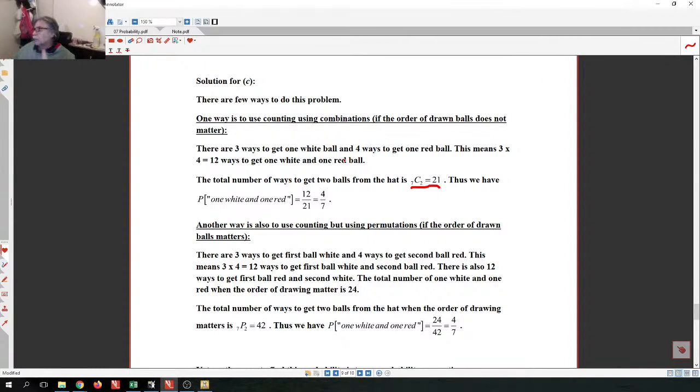Well, there are 3 ways to get 1 white ball, and there are 4 ways to get 1 red ball. Which means there are 12 different ways to get 1 red and 1 white, or 1 white and 1 red. It doesn't matter in which order. So by the multiplication principle, there are 12 different ways to get 1 white, 1 red.